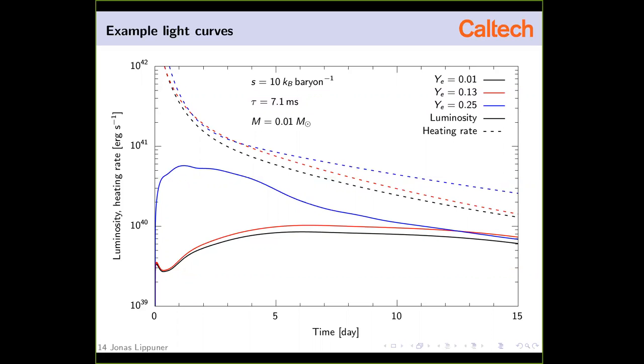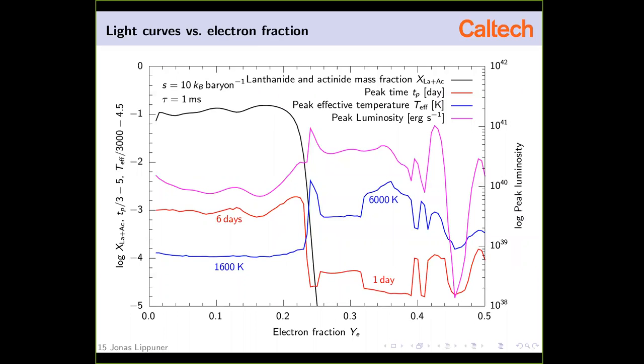Because we ran a parameter study, we can look at these quantities as a function of YE. Here, at a fixed entropy and expansion timescale, I'm varying YE on the x-axis from 0.01 to 0.5. The black line shows the lanthanide and actinide mass fraction. As long as YE is below a critical value of around 0.25 in this case, they're essentially constant because of fission cycling. In this regime, we get a dim transient.